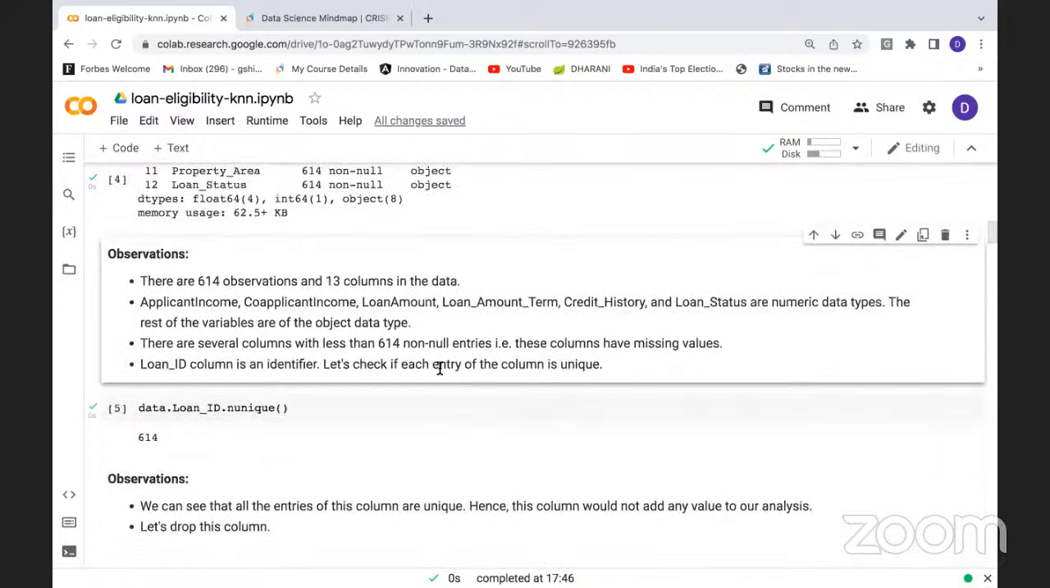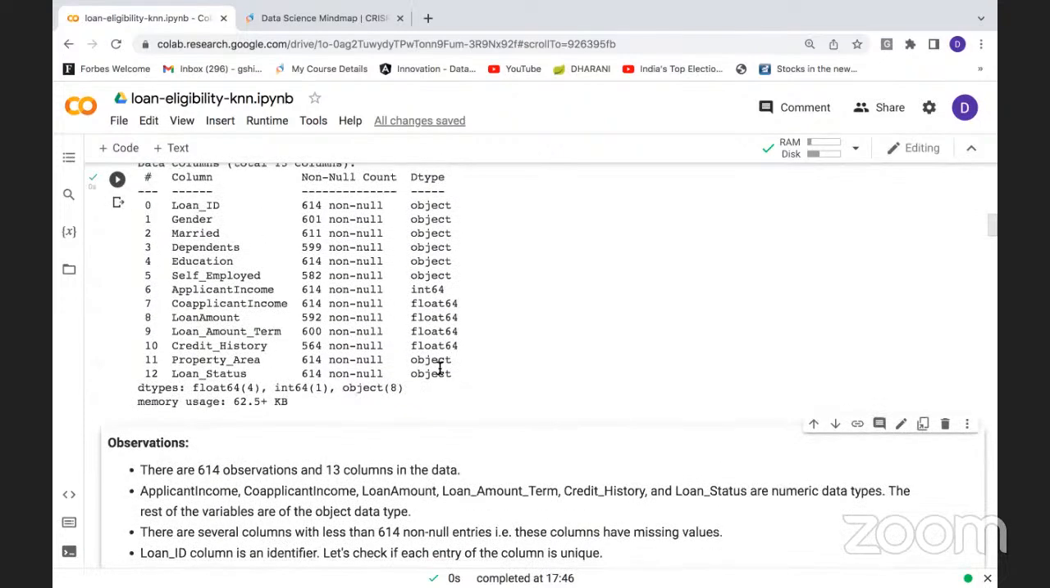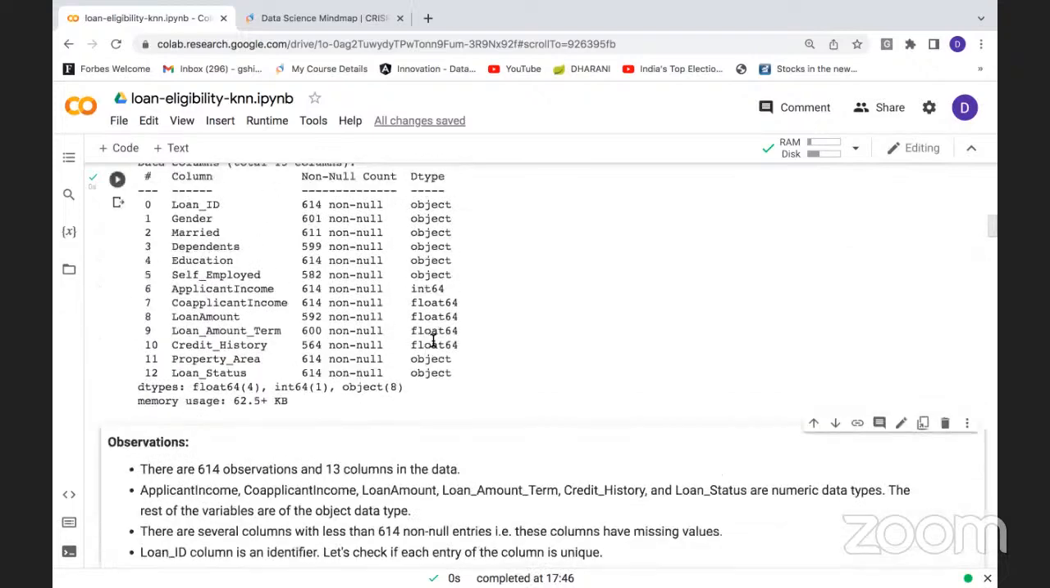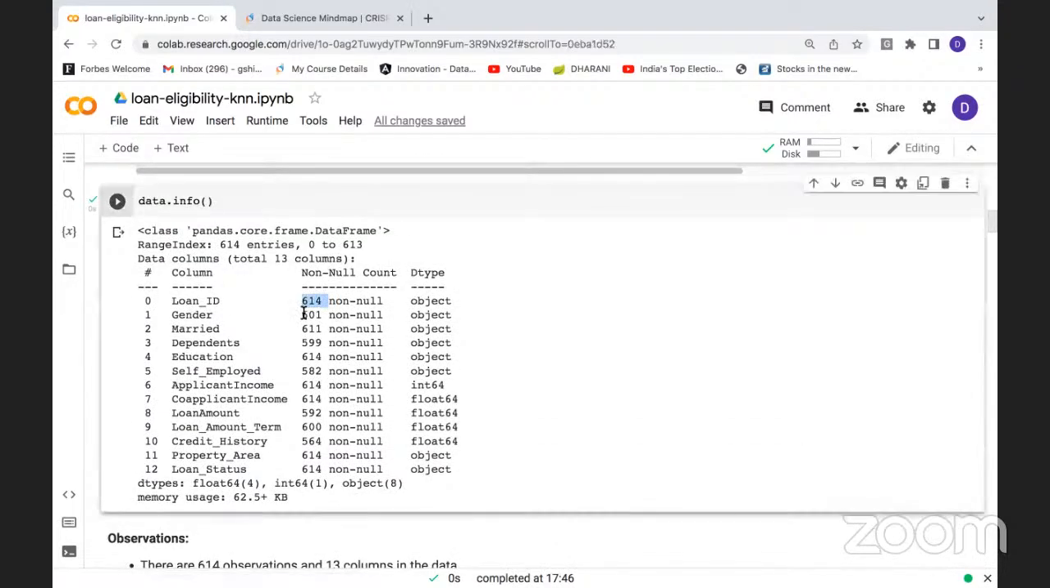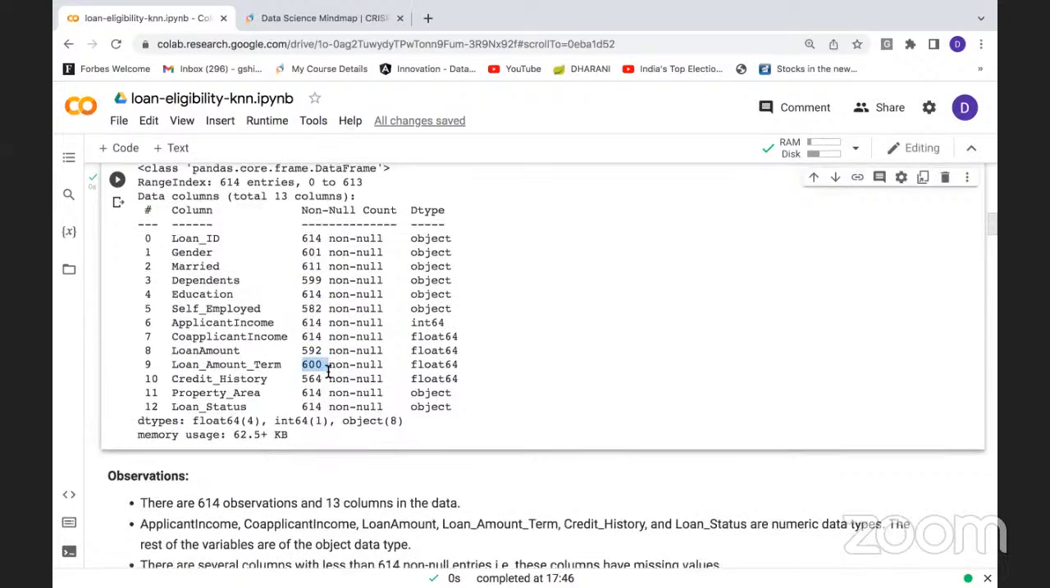Now if you see here, loan ID is an identifier, and there are several columns with less than 614 non-null entries. These columns have a total of 614. Here 601, here again 611. 3 missing values are there. 614 minus 599, null values are there. Education has no null values. 582 out of 614, null values are there. If all are 614, there are no null values. But most of them are not 614, so here and there null values are there.